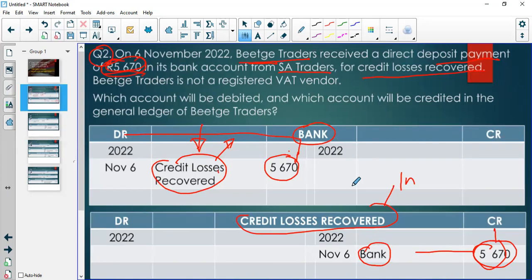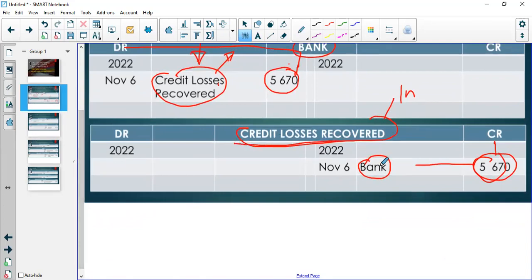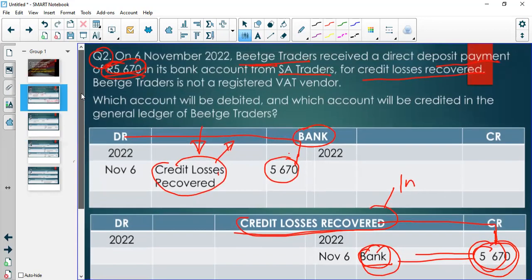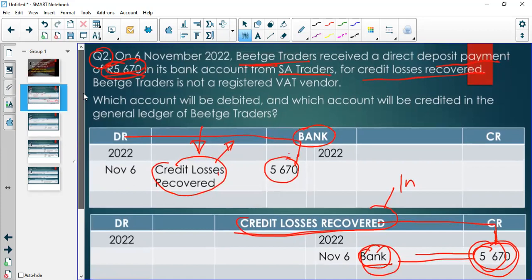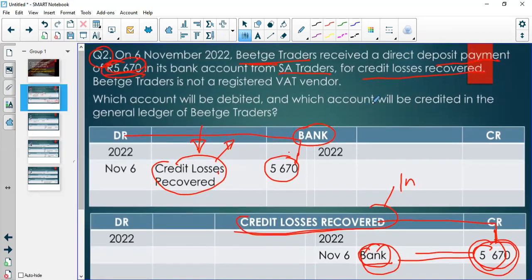Like I said, if you give this to an accountant and they see credit losses and bank, it means your credit losses increased by 5670 and the amount was deposited into the bank. They can look at your general ledger entries and tell what you are saying. So this is what happened. If you want to read a statement and understand the transactions, you need to be able to identify the general ledger accounts involved.